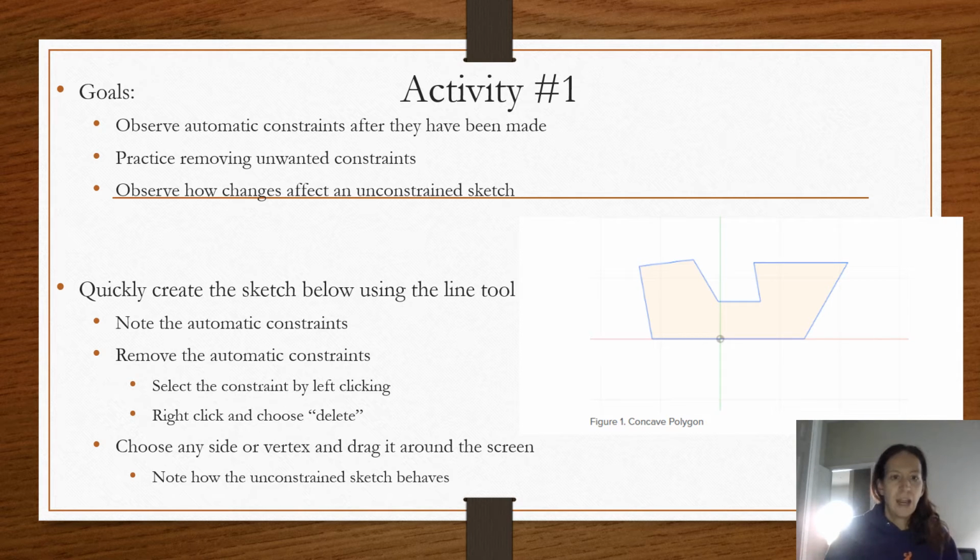I'll do it in class, and note the automatic constraints. Note the things that Fusion assumed that you wanted. And then we'll remove the automatic constraints. You remove them by selecting the constraint by left clicking. It's going to bold the constraint, and if the constraint is paired with another piece, it's going to bold both of them. So if you have a parallel constraint, both of the lines are going to have a symbol next to them that says, hey, these are parallel, and it's going to bold both of them. Then right click and choose delete, and it will remove that constraint. And then choose any side or vertex and drag it around the screen, and just note how the unconstrained sketch behaves.